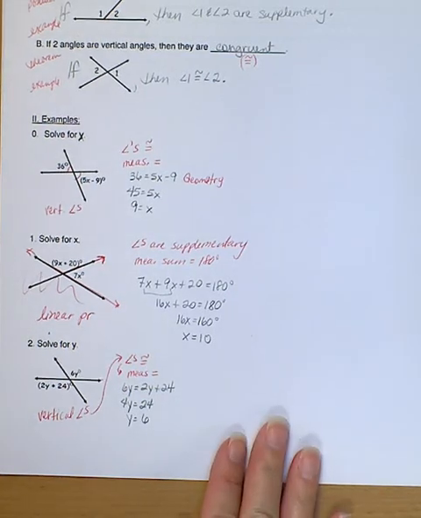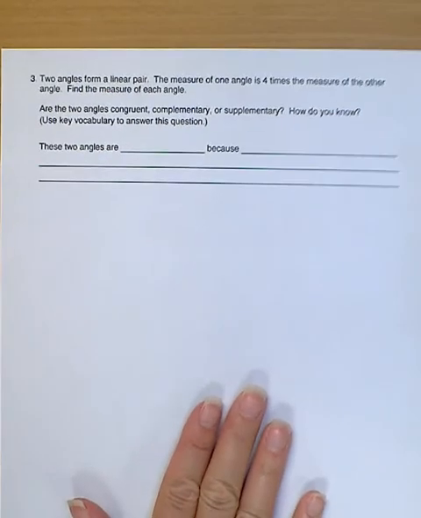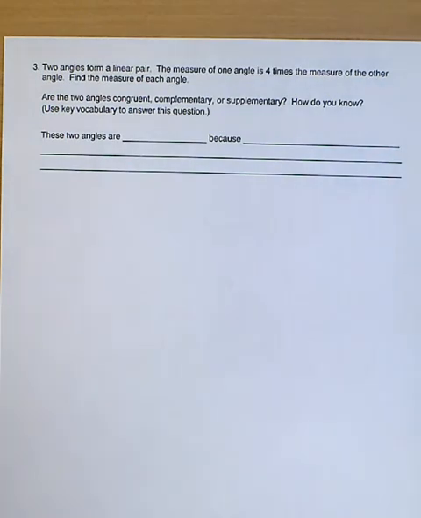So our last question for the day is a writing question. Let's think about what we've done and what we've learned. Here's a word problem, and then I have a question about the word problem. Not that you're going to solve it, you're going to answer some questions about it. Number 3 says, two angles form a linear pair. The measure of one angle is 4 times the measure of the other angle. Find the measure of each angle.